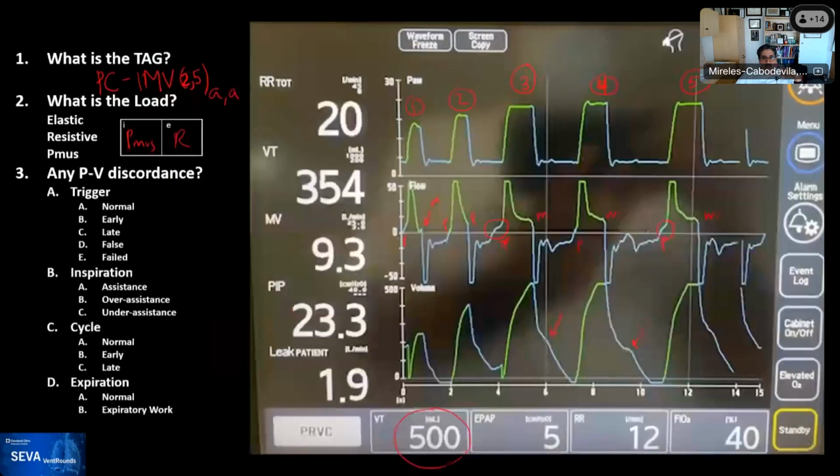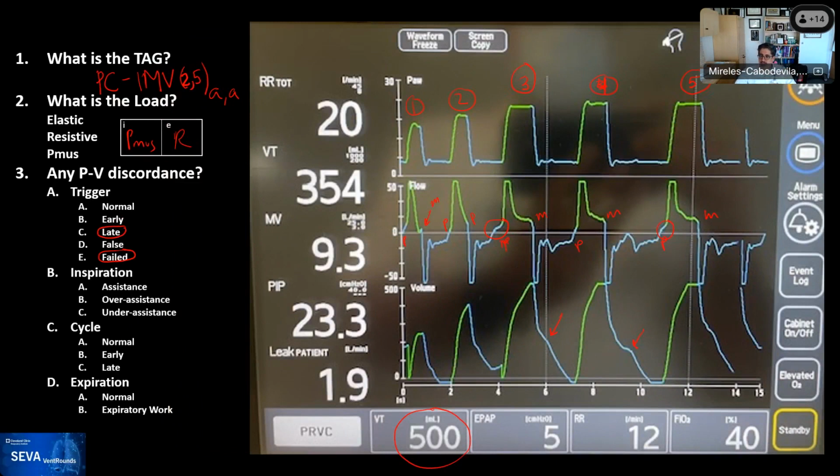All of these are classic when you have high resistive load. These are the items that you expect to find. So you expect to find your late triggers as well as failed. So that's what you're seeing here in the efforts that the patient is having. So with that, we're at half an hour.